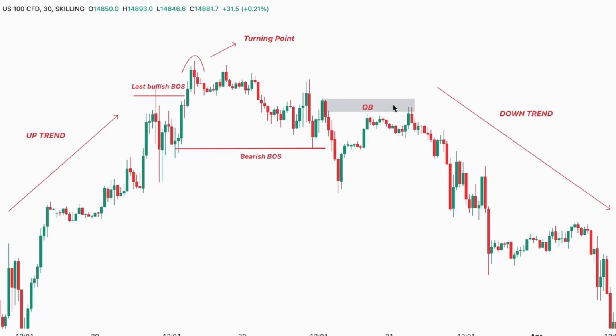We are expecting price to retrace back to our point of interest, the order block in this case, before taking a short position. Every time a bearish change of character happens, we know that price is targeting swing lows and that lower highs are being protected.